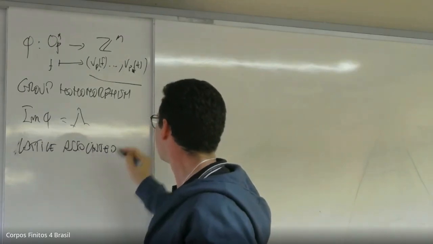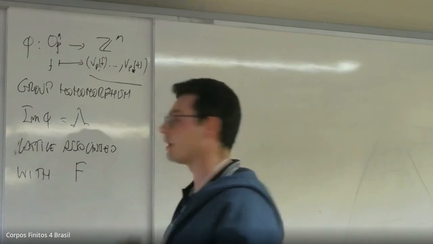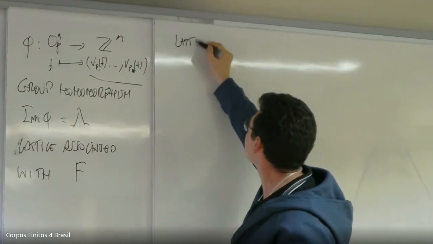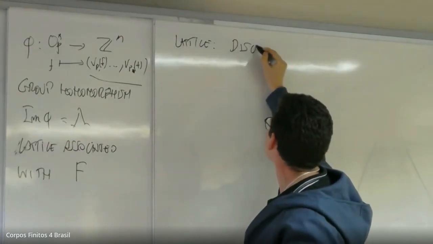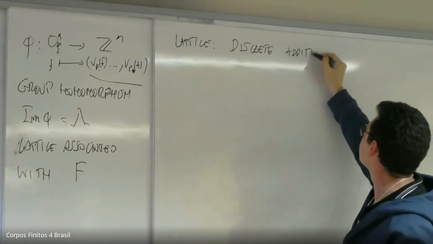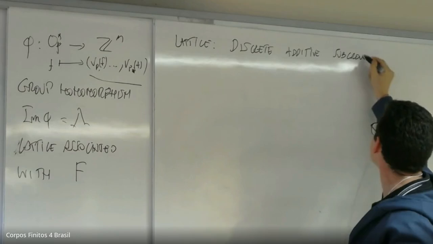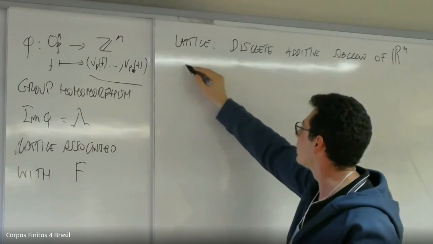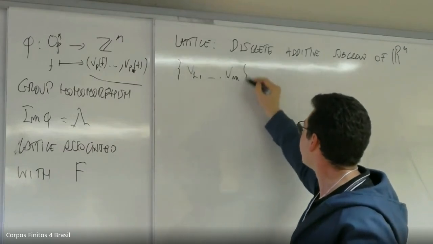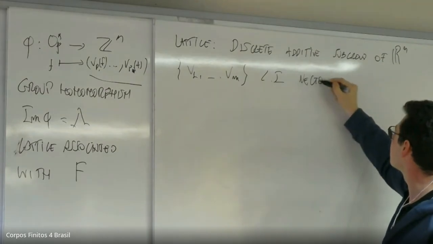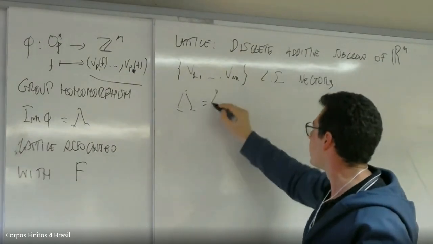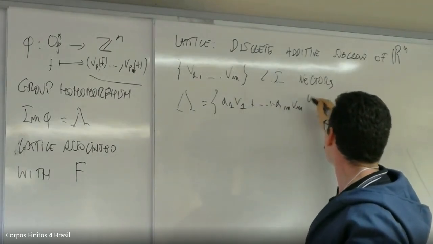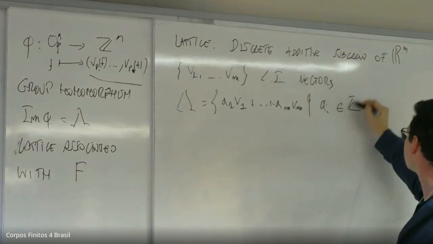associated with the function f. So for reference, just to be more clear, a lattice is a discrete additive subgroup of R to the n. Or, if you think, you take, say, b1 to bn linearly independent vectors, and then you consider the lattice lambda as the set of combinations a1 b1 plus ... plus an bn, where these ai are just integers.